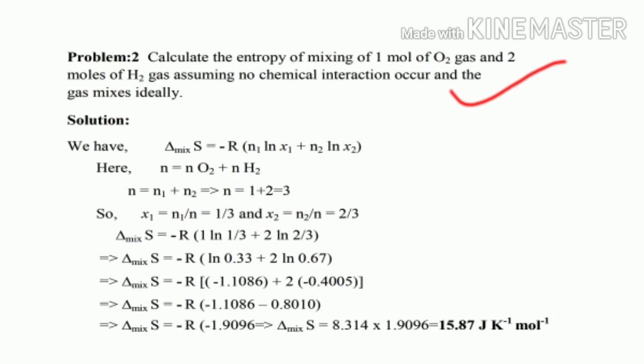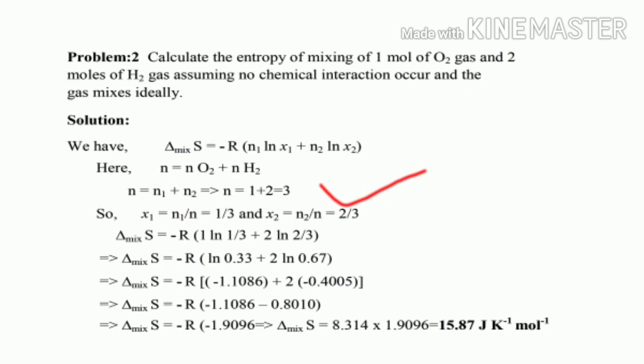Again, let us solve another problem. The problem is: calculate the entropy of mixing of 1 mole of oxygen gas and 2 moles of hydrogen gas, assuming no chemical interactions occur and the gases mix ideally. So let us solve this problem. We will use the equation ΔS_mix = −R (n1 ln x1 + n2 ln x2). Here N is the total number of moles, N = moles of oxygen plus moles of hydrogen, which gives N = n1 + n2. This implies N = 1 + 2 = 3.